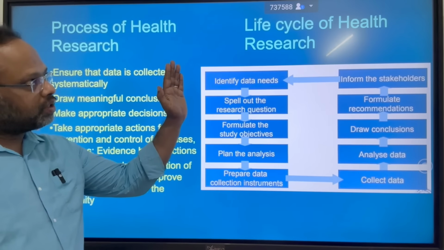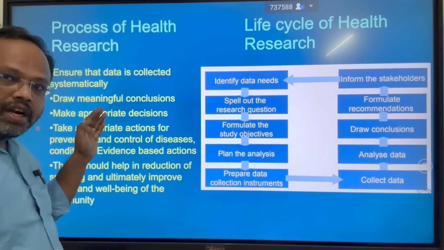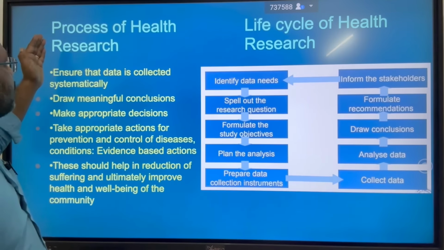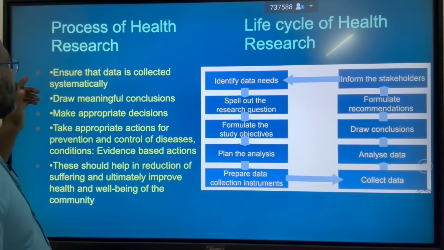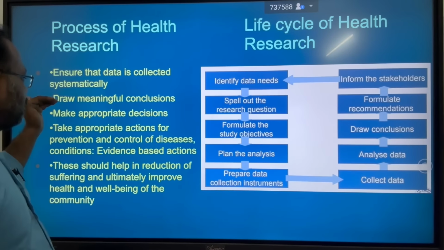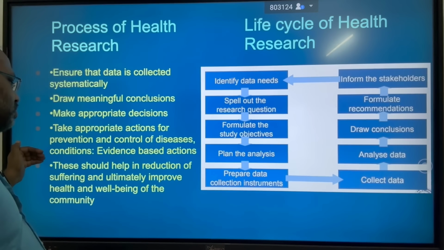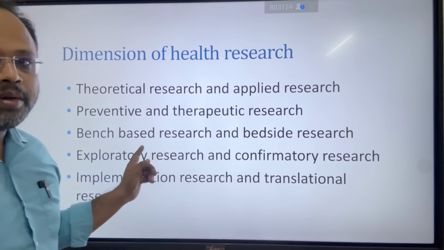They have mentioned about the life cycle of research, and there is a similar phenomenon which they have mentioned in the later part of the research called the process of health research, where we need to ensure that the data is collected systematically. We need to draw meaningful conclusions, make appropriate decisions, take appropriate action for prevention and control of diseases. We need to take evidence-based actions. Actions should reduce the suffering and ultimately improve the health and well-being of the community. Then we have mentioned about the dimensions of research.